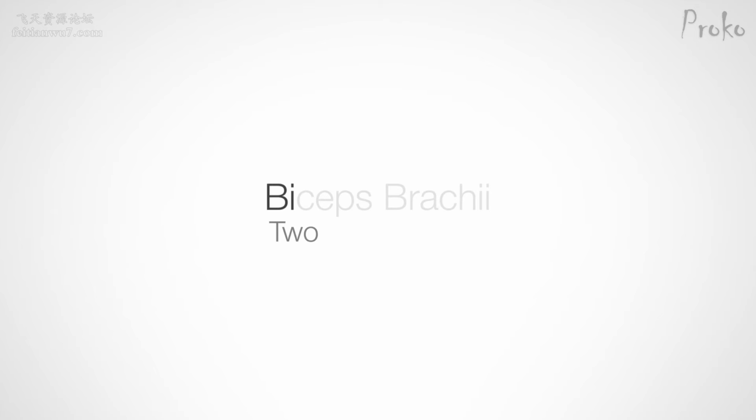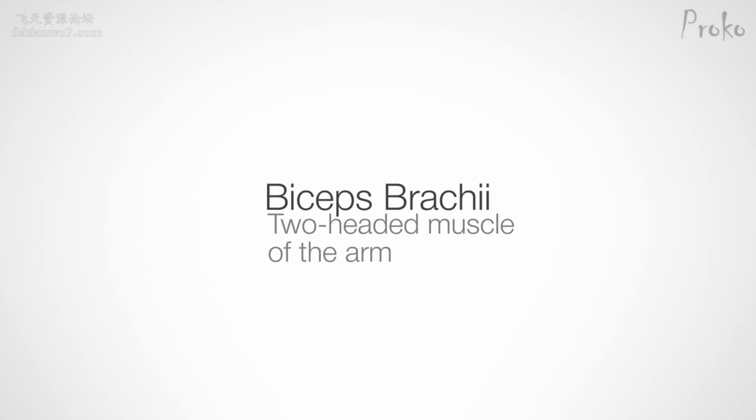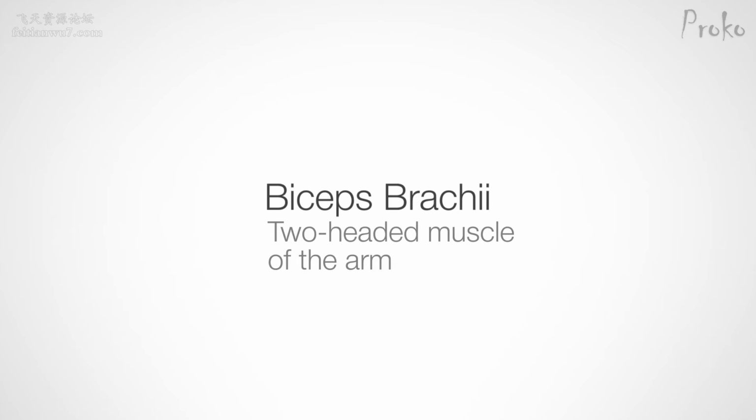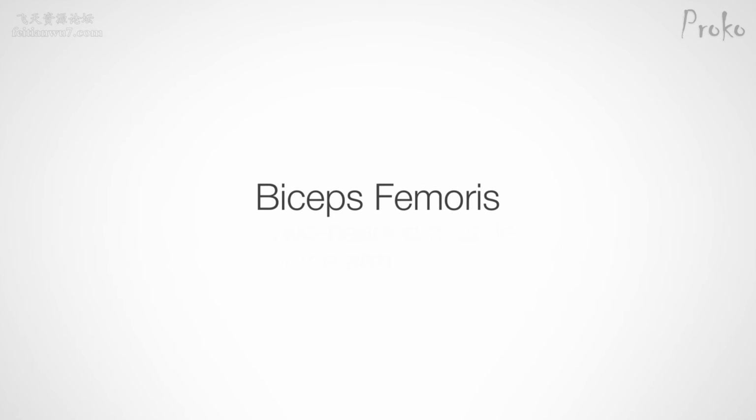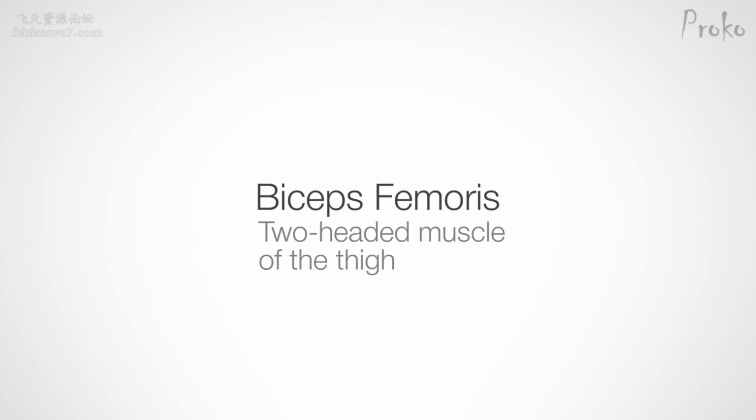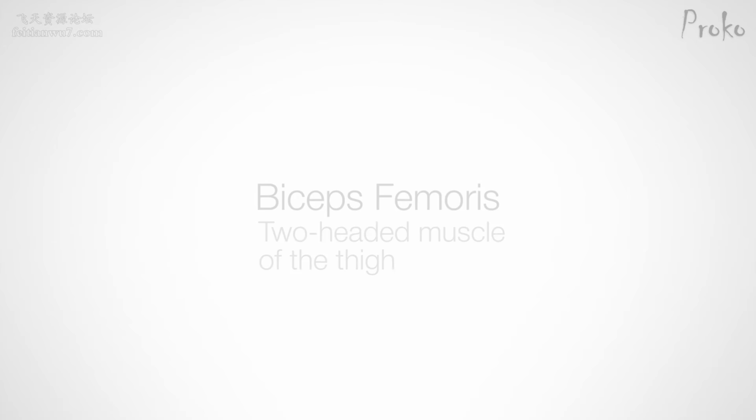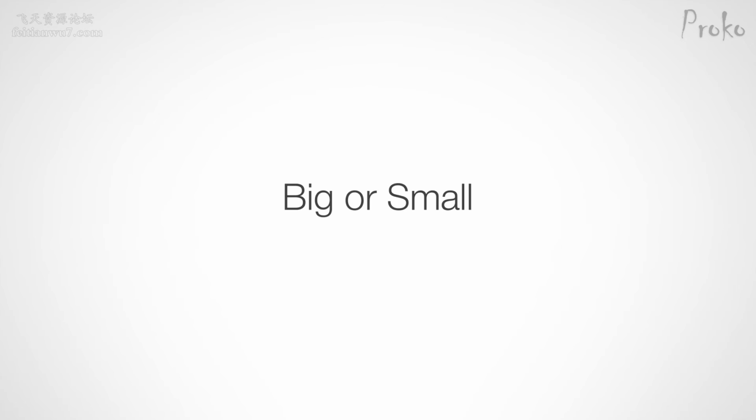Bi means two, ceps means heads, and brachii means of the arm. So biceps brachii literally translates to two-headed muscle of the arm. That's an important distinction because there's another muscle called biceps femoris, which means two-headed muscle of the thigh. Pretty neat, huh?